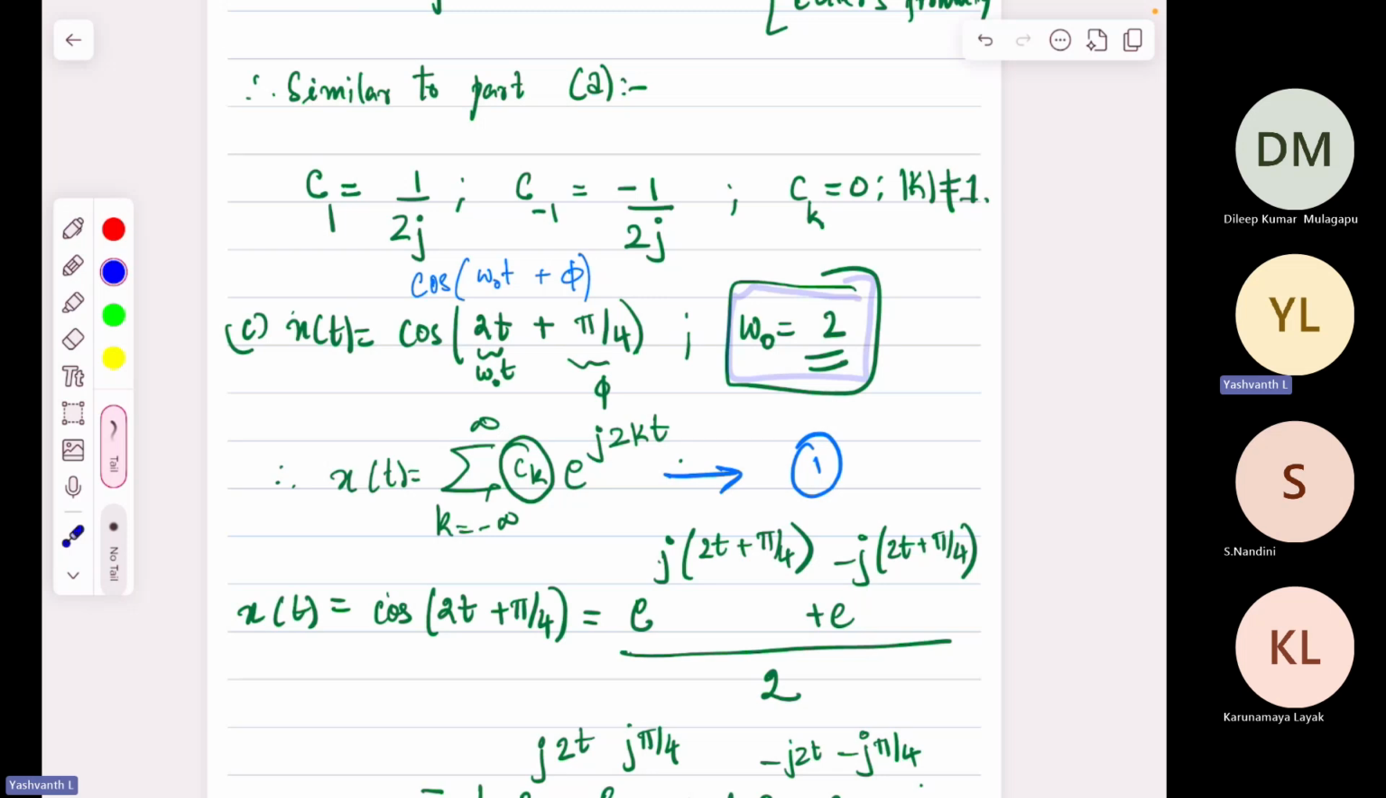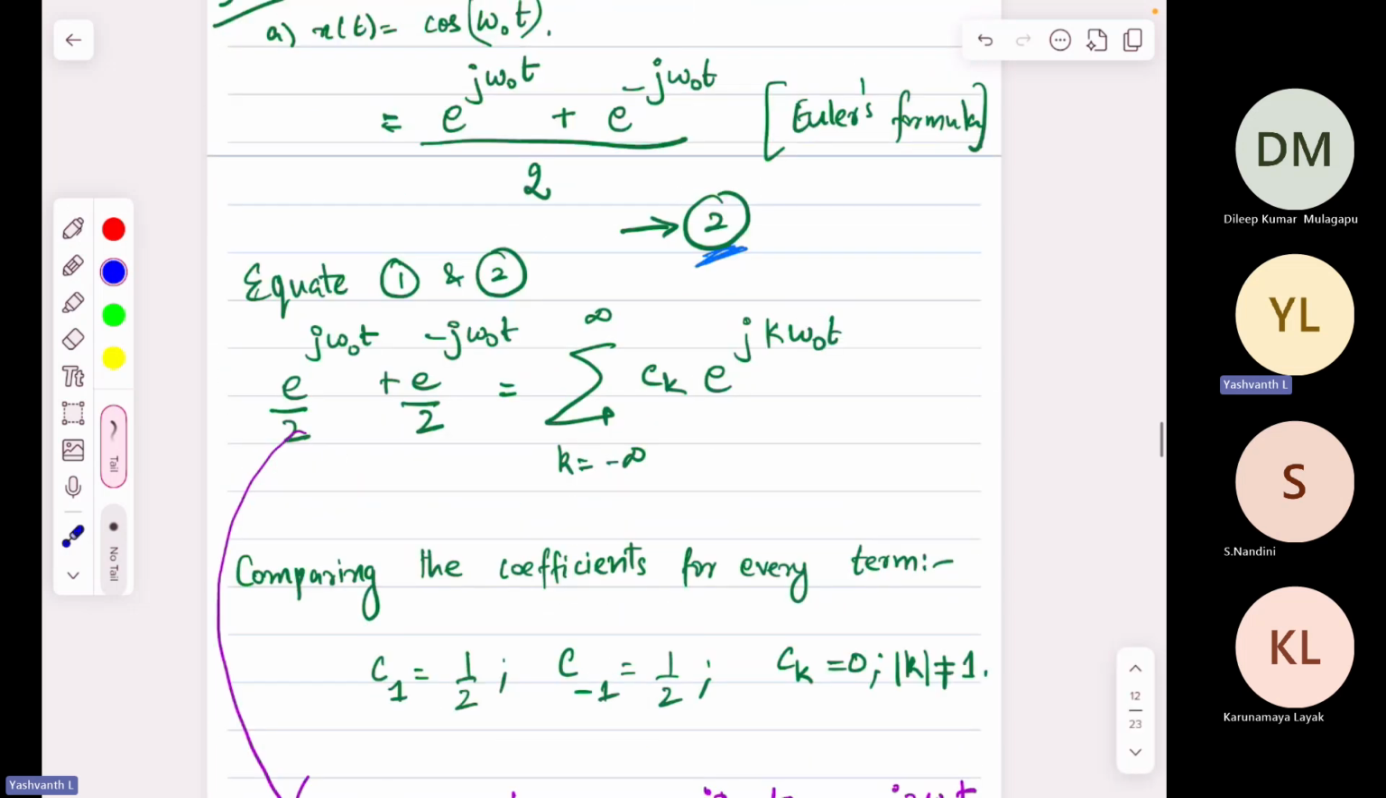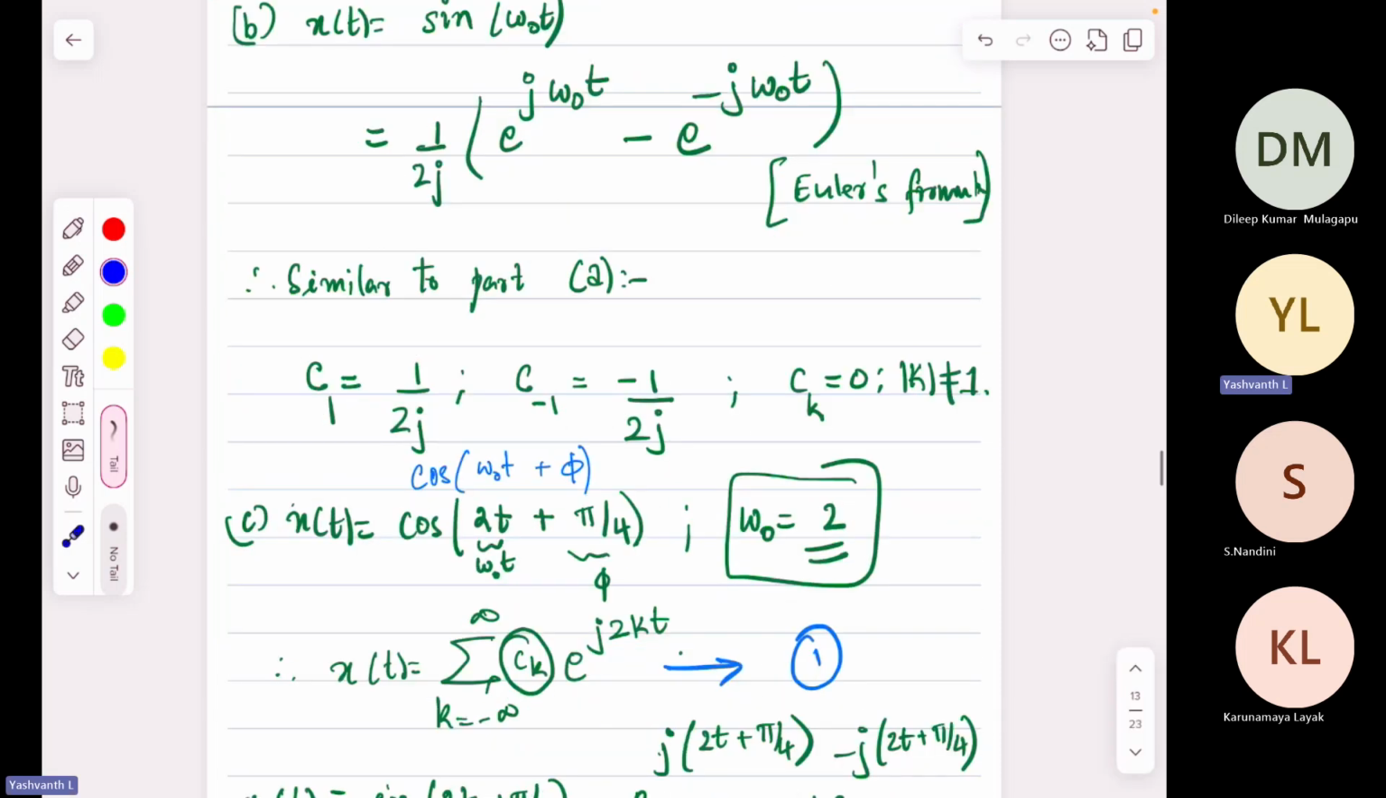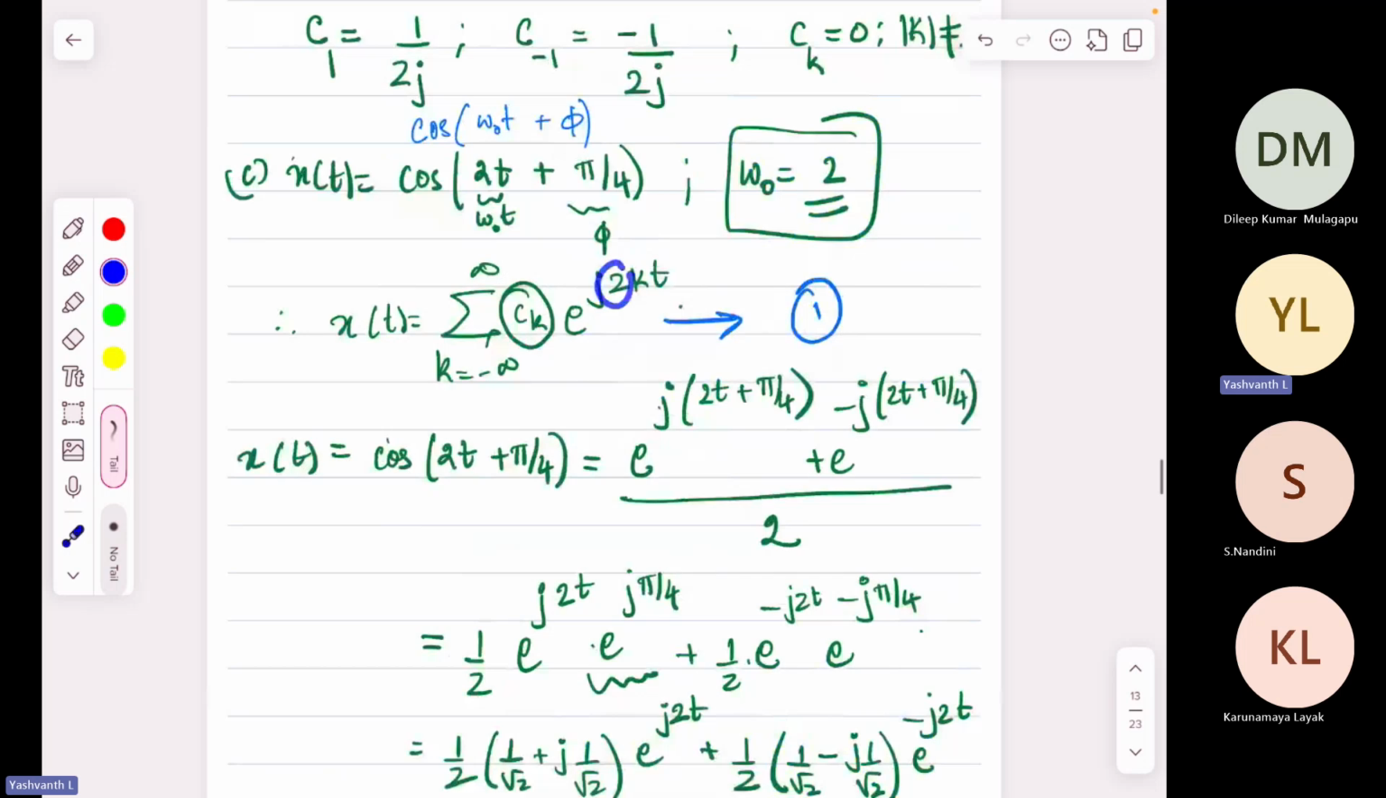That means your complex Fourier series expansion is of the form x of t equal to summation k equal to minus infinity to plus infinity Ck into e power j 2kt. So we had e power j k omega naught t, right? This is the expansion for Fourier series. Now put omega naught equal to 2. That's the first thing I did. Put omega naught equal to 2. That is equation 1.